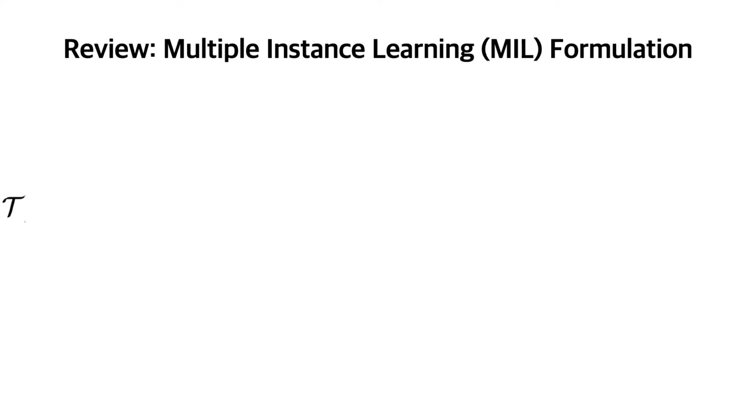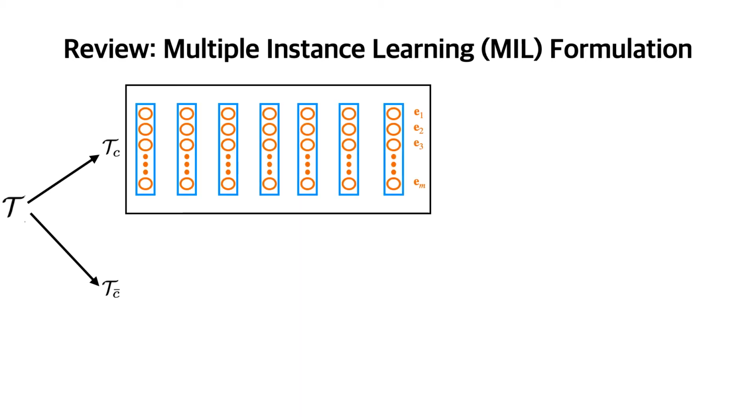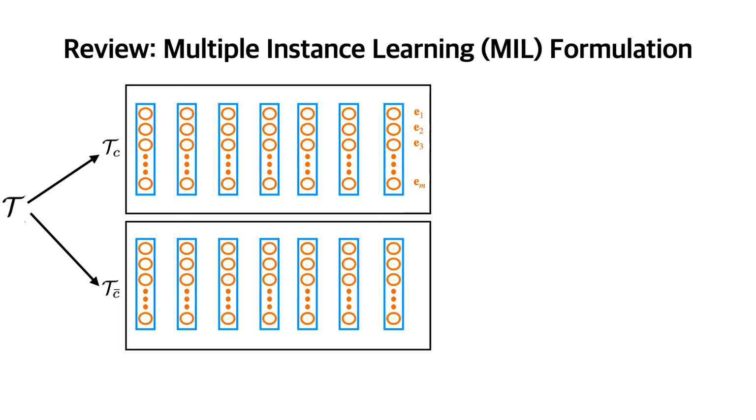For class C, we split the target dataset into positive images, which have at least one instance of class C, and negative images with no instance of class C. By this definition, the problem of object localization is reduced to selecting one proposal from each positive image.